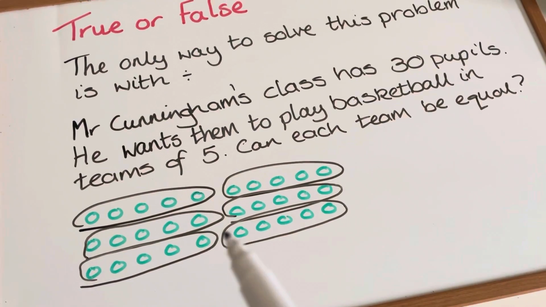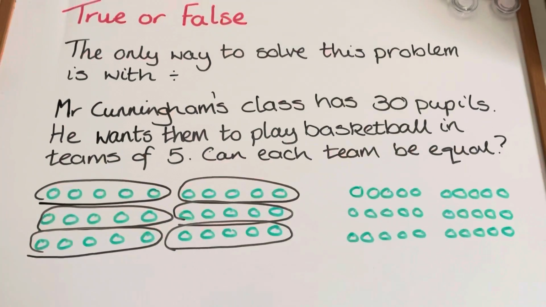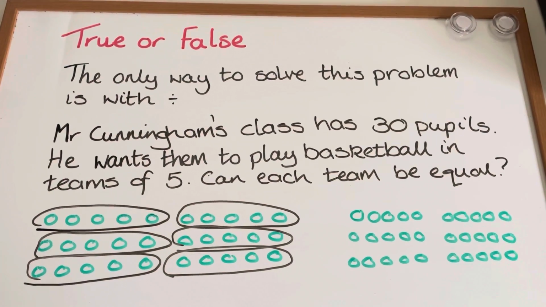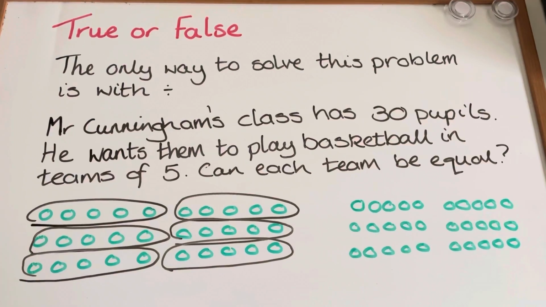So 30 divided by 5 is 6. This means that the answer is true. However, is there a quicker way we can do this?